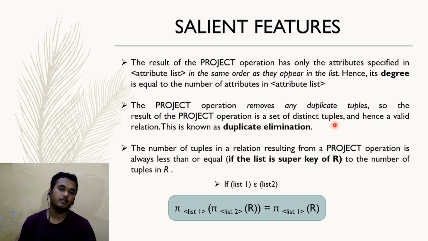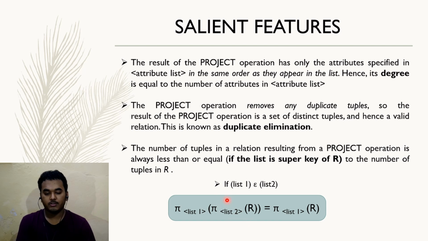This is also very necessary because the relational database model does not allow duplicate record values. So this duplicate elimination is an important feature of project operation. The number of tuples in a relation resulting from project operation is always less than or equal to that of R, with equality if the list that we have mentioned forms a super key of R.